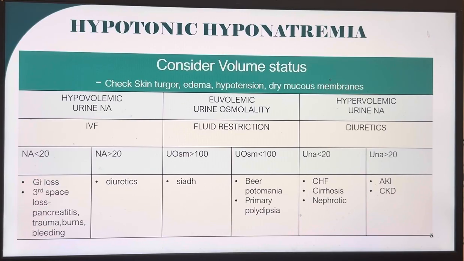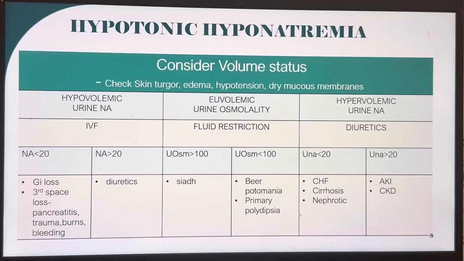Now, next is euvolemic hypotonic hyponatremia. That means here the volume status is normal: his skin turgor is normal, he's not having any hypertension, moist mucous membranes, everything is normal, no edema. Here if you check urine osmolality and it is more than 100, that means his ADH is not working properly. It's probably due to SIADH, or it could be due to hypothyroidism or cortisol deficiency. So you also check TSH and serum cortisol.